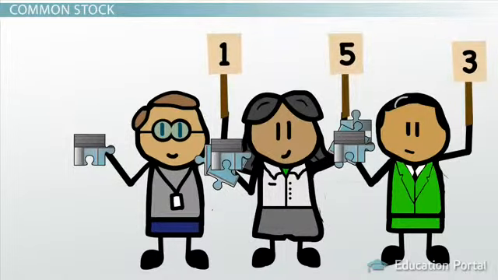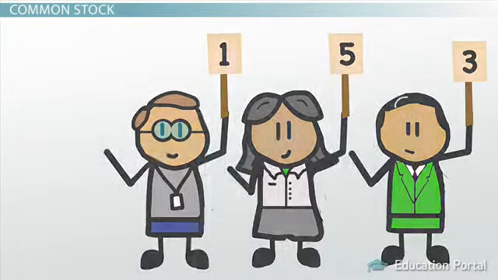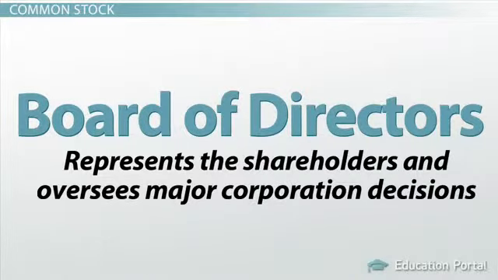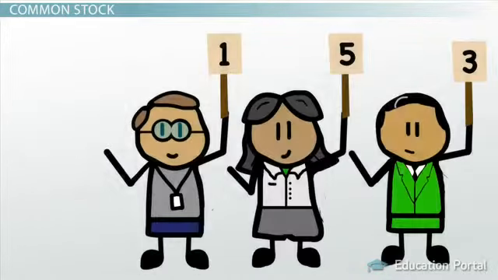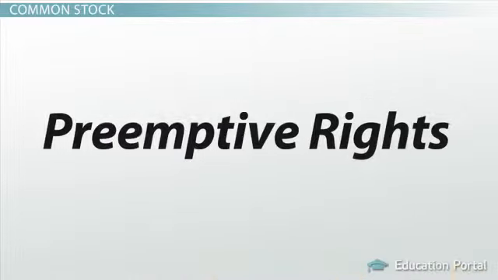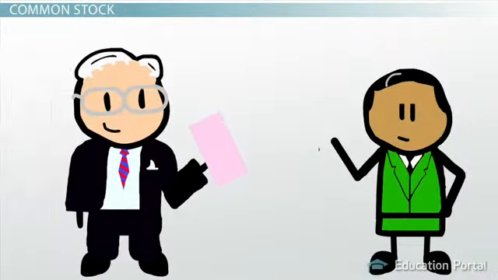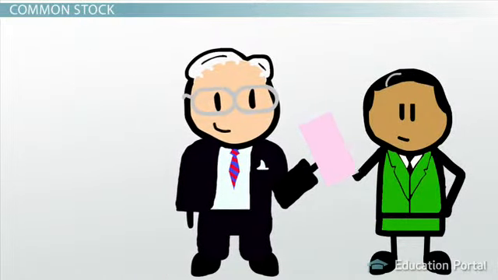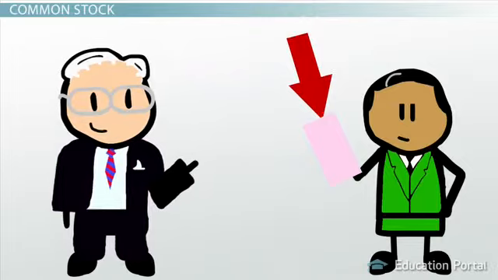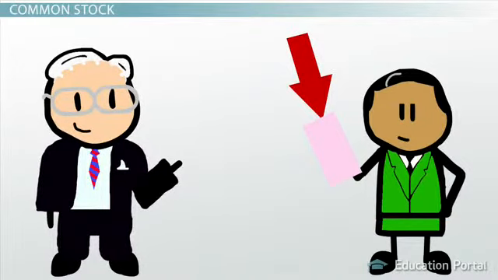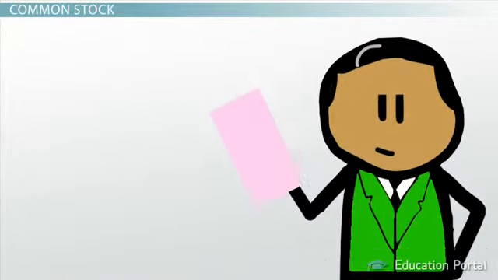The corporation's board of directors is elected at these meetings. The board of directors represents the shareholders and oversees major corporation decisions. Common stock shareholders may also vote on other corporate issues, like stock splits. Additionally, common shareholders sometimes have preemptive rights regarding new stock offerings. When a corporation issues new stock, these shareholders may have the first right to purchase new shares. This helps protect a shareholder's proportional ownership of the corporation.